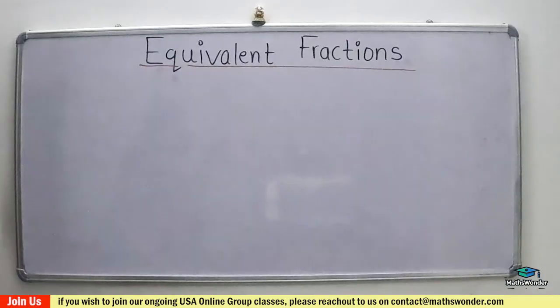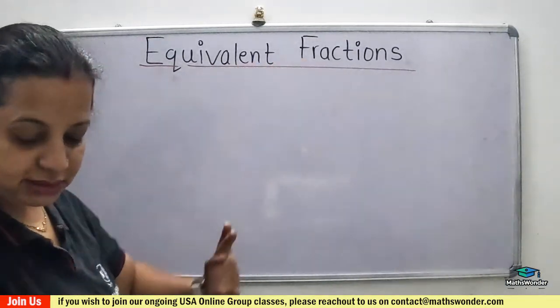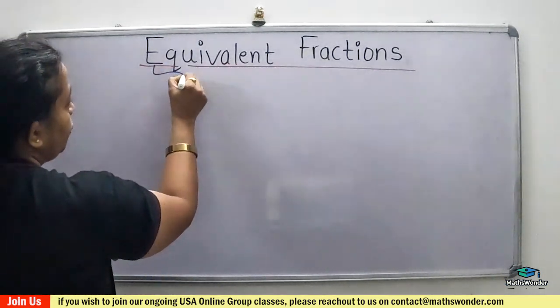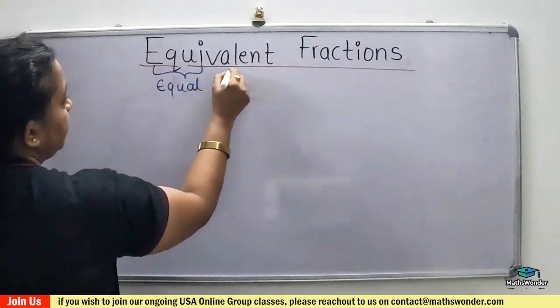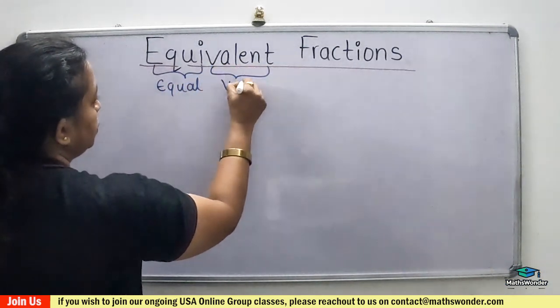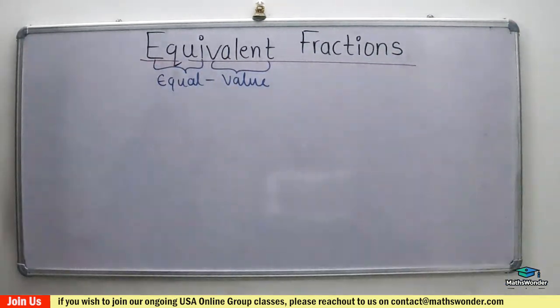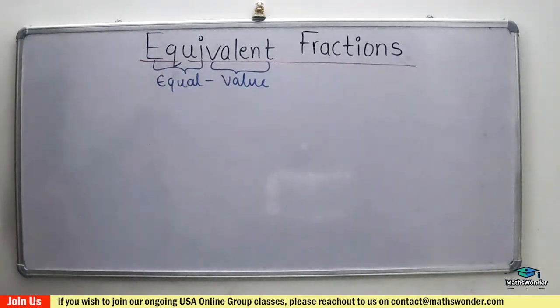Okay. Now, the topic is equivalent fractions. Equivalent means equal; equi means equal, valent means value. So, equal value. What does this mean? Fractions having the same value are called equivalent fractions. Equivalent fractions are fractions that have the same value to represent the same part of an object.